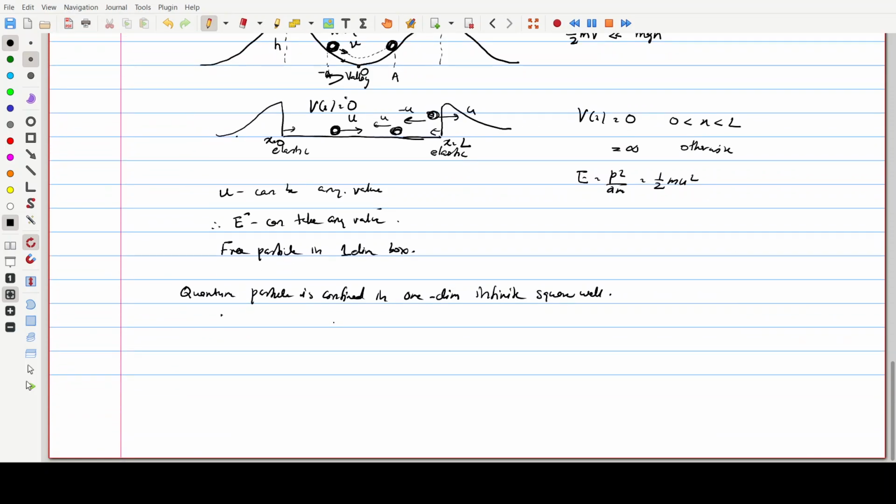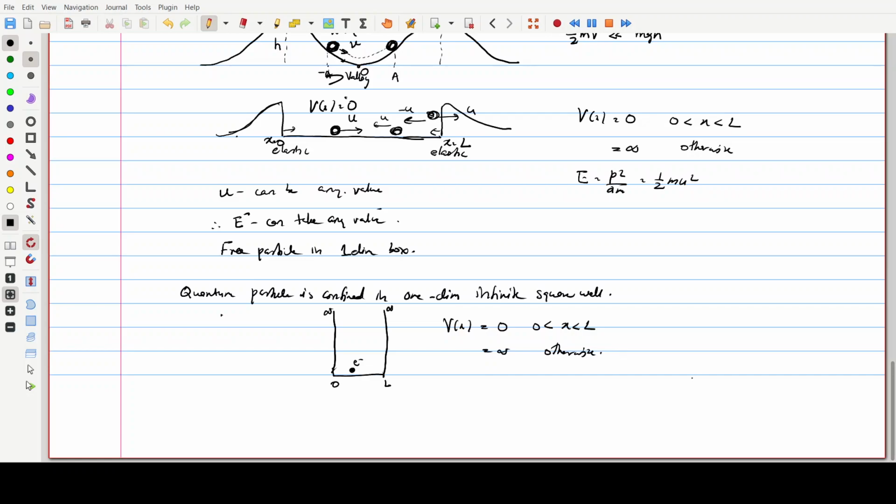Okay, so we can redraw the system. So we consider two walls of infinite height, and the bottom is flat. And suppose you have some electron inside this. So the electron is confined, it can move only between 0 and L. There is no point of drawing the outer part here, because it is already understood that at 0 we have infinite potential, and at L we have infinite potential. So V of x is 0 for x between 0 and L, and it is infinite otherwise.